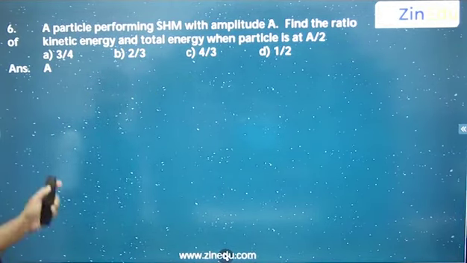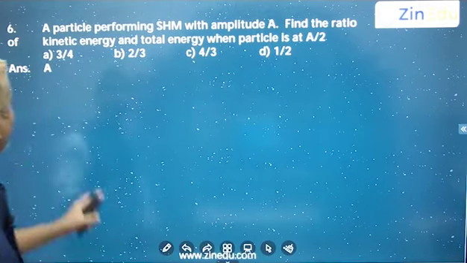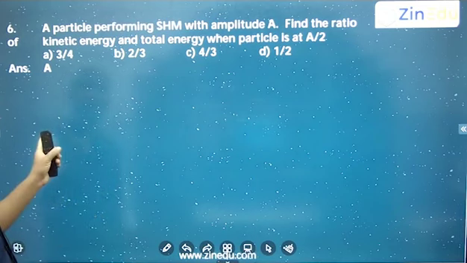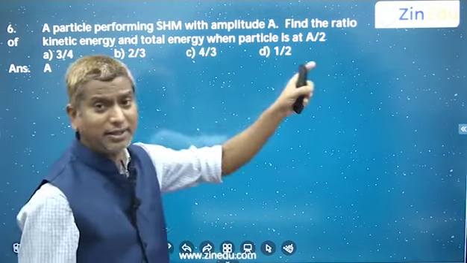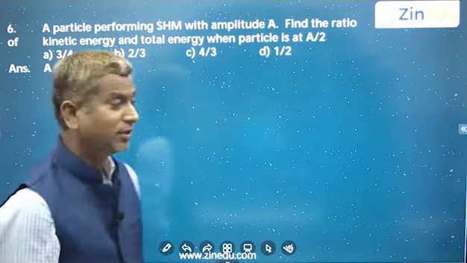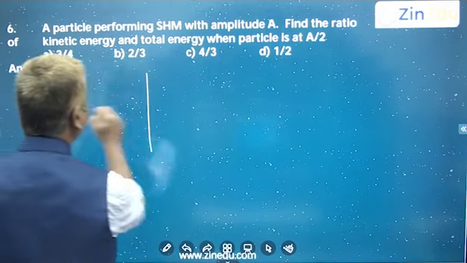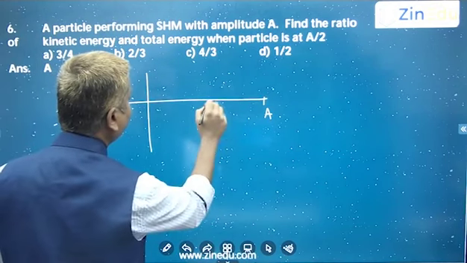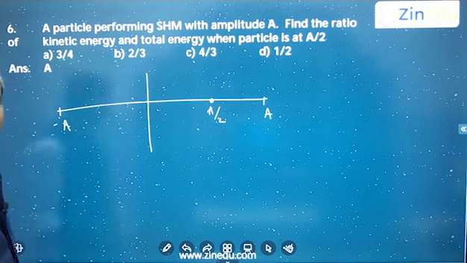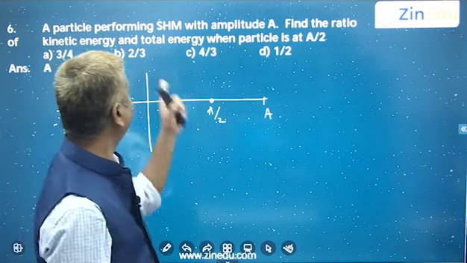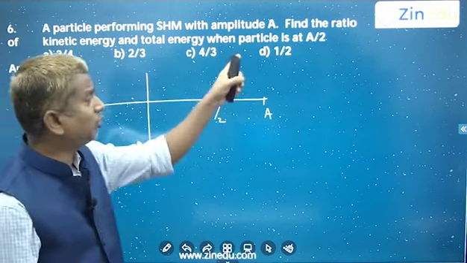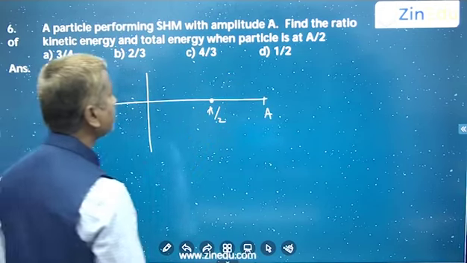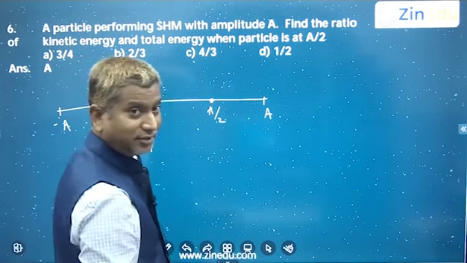All right. Now in this question, they are asking: a particle performing simple harmonic motion with amplitude A. Find the ratio of the kinetic energy and total energy when the particle is exactly at A by 2. So when the particle is executing SHM, this is A, this is minus A. Now when the particle is exactly at A by 2, what is the ratio of its kinetic energy here and total energy, right? So for that, what is the kinetic energy? Let us try to find out.